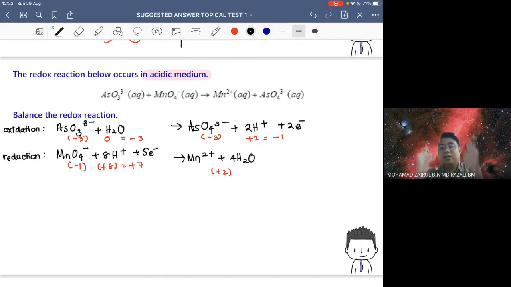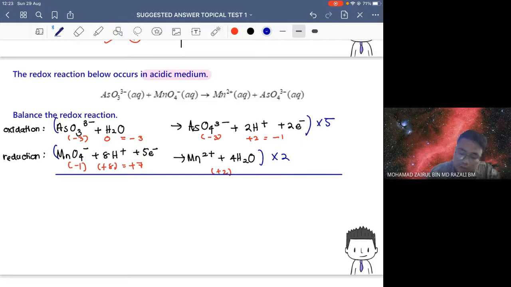Okay, so dah balance kan elektron, baru kita boleh combine. Tapi before we combine, kita kena make sure that on both equations, the number of electrons mesti sama. So kalau awak tengok, sini ada 2 elektron, sini ada 5 elektron. Nak balance kan dia, kita kena multiply everything. For oxidation, multiply by 5. For reduction, we need to multiply by 2. Baru number of electron tu akan jadi sama.